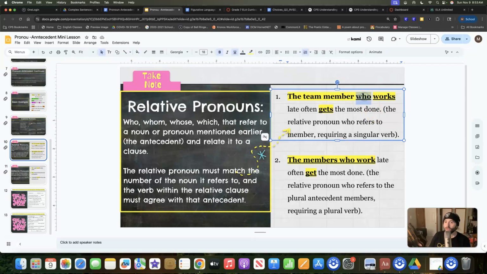So who is referencing member. Because it's member, it's singular, and that means we have a singular verb here, works. But here we have members, and since it's a plural noun, we have a plural verb, who get. So who doesn't change, it's just which of the nouns is it referencing earlier in the sentence.